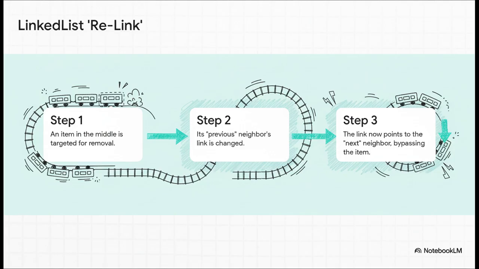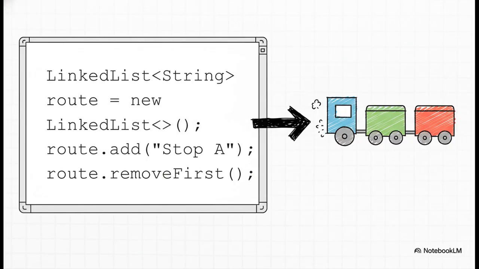It's beautiful. And once again, the code itself looks deceptively simple. Very similar to before. You create your new linked list, you add your stops, and you can remove them. And you'll see special methods like the remove first method. These are hyper-efficient in a linked list because the list always knows exactly where the first node is. There's no searching involved at all.